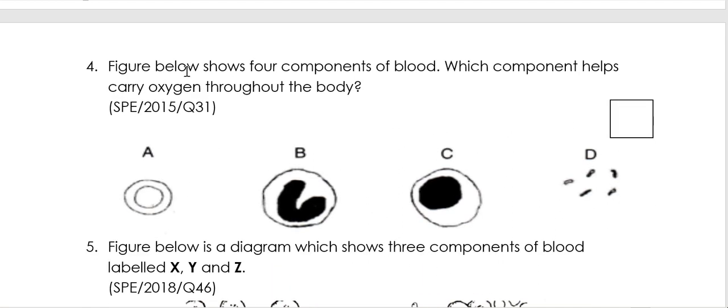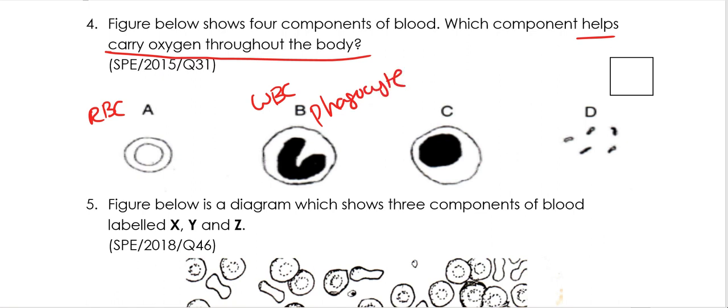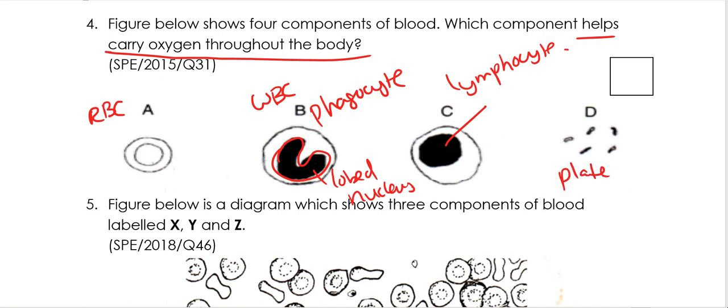Okay, next, the figure shows 4 components of blood. Which component helps to carry oxygen? And you know this one should be the red blood cell. Right here, this one is actually a white blood cell, but this one is called a phagocyte because of the lobed nucleus. And this one is a lymphocyte. It has a large circular nucleus. These small little things that look like cells are your platelets. Platelets are fragments of cells. Okay, so for oxygen, the answer is A.